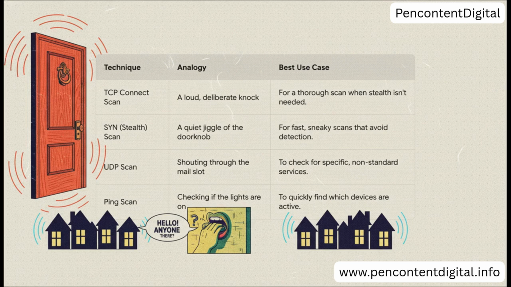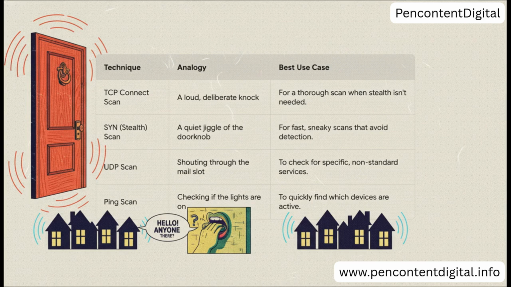Then there's the SYN scan, which is way more subtle. This is like quietly, gently jiggling the doorknob just to see if it turns, without ever actually opening the door. It's fast, it's sneaky. A UDP scan, that's kind of like shouting through the mail slot to see if anyone answers. It's for checking on those less common services. And a ping scan, that's the simplest of all.